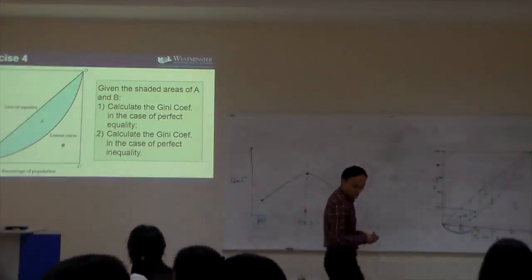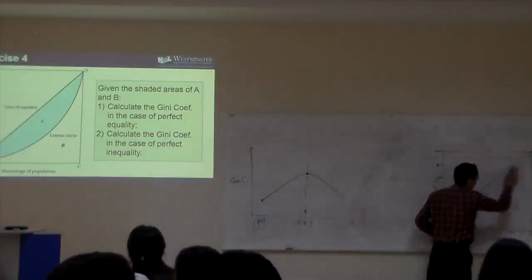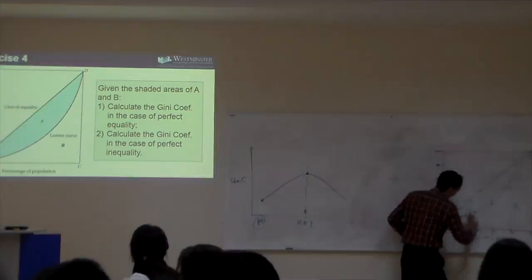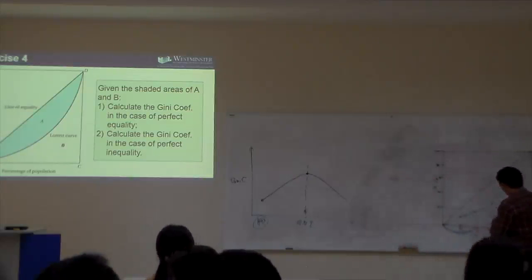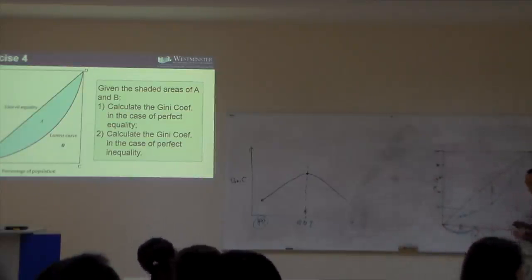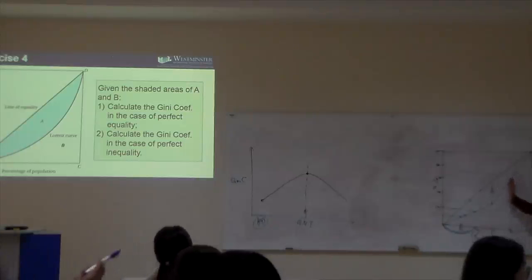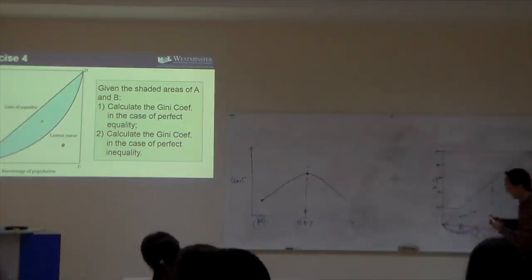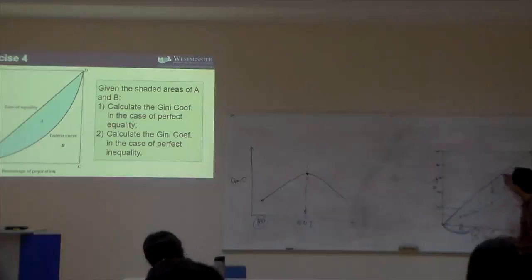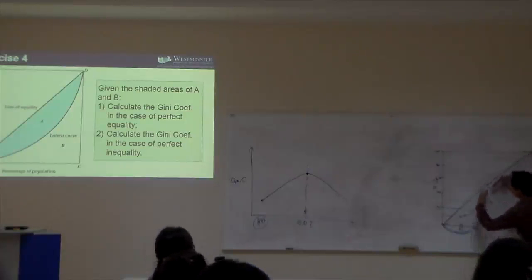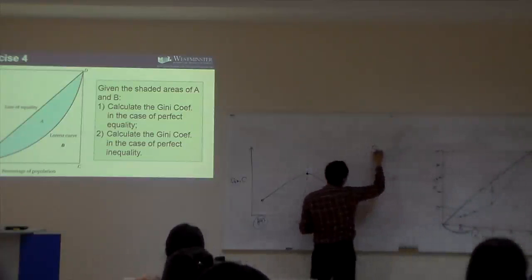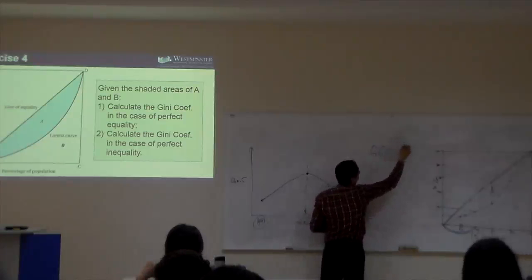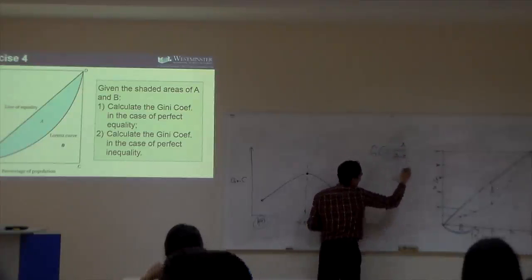So in the case of perfect equality, where does our Lorenz curve lie? In perfect equality, the Lorenz curve is on the line of equality, right? So the Lorenz curve will be here. Which means, for this shape, what was the formula for the Gini coefficient? Gini coefficient is equal to area A over area A plus area B, yes?